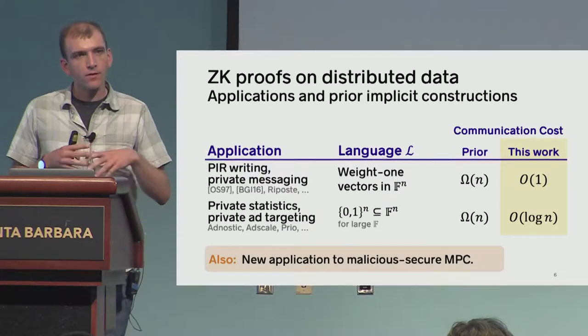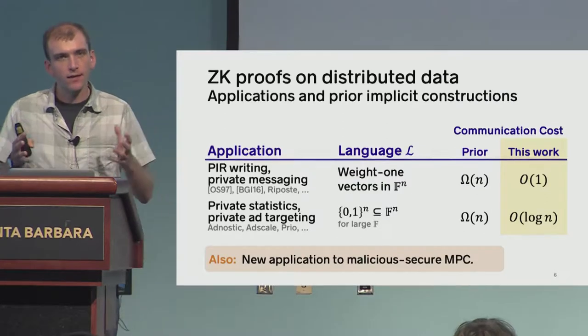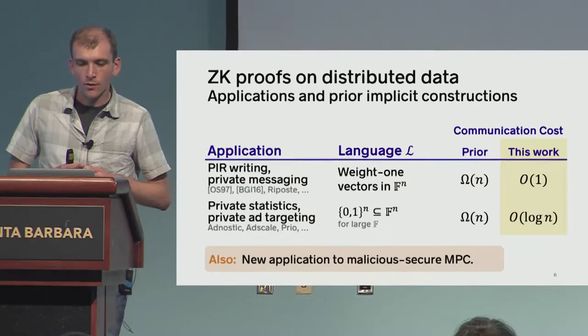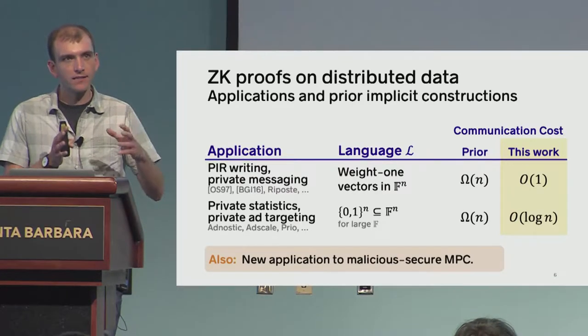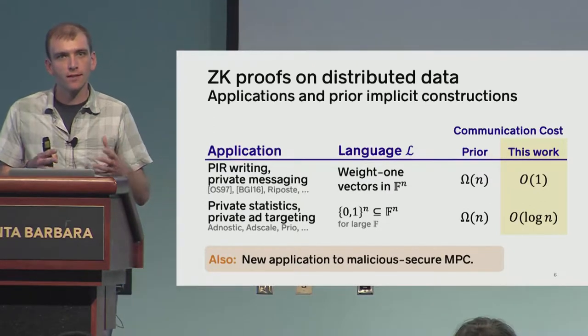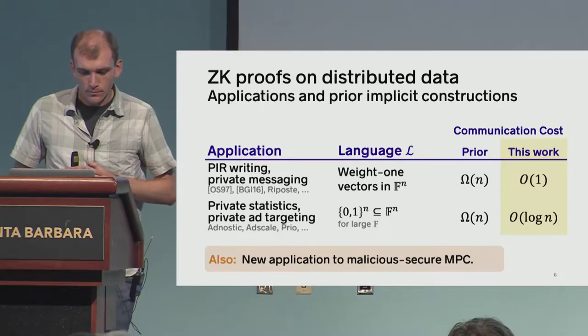So the goal of this work was to give unified definitions for this idea and also new, more efficient constructions for zero-knowledge proofs on distributed data. So in particular, if we look at the applications that are on this slide, we get an exponential improvement in the communication complexity of the proof systems. And I'll explain how that works.